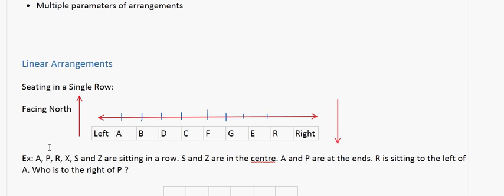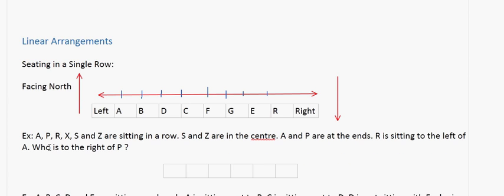So let's see what the first question says. It says A, B, P, R, X, S, Z are sitting in a row. So these are 6 persons. They are sitting in a row. S and Z are at the center. So we make a 6 cell row. And S and Z are at the center. So we are reducing the complexity.